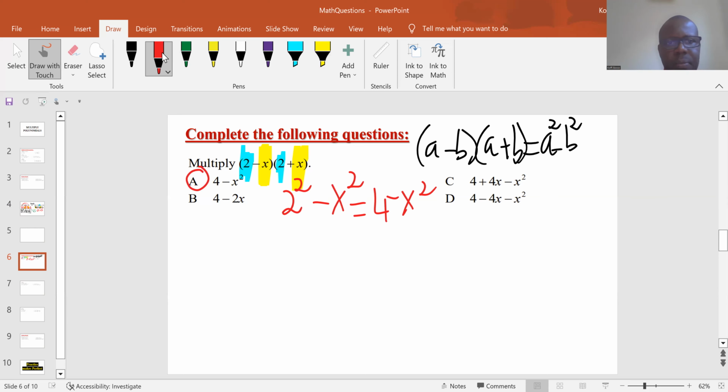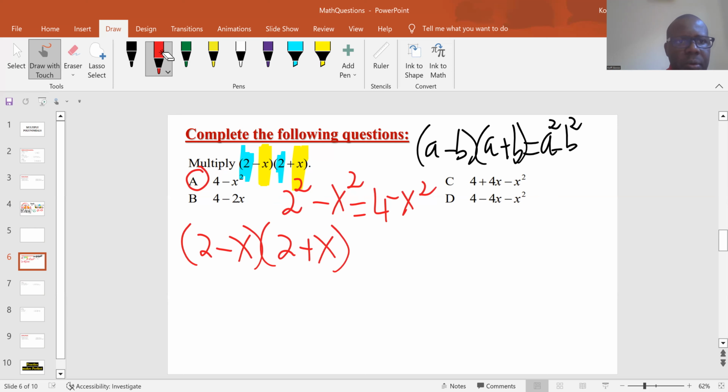But suppose we want to use the distributive property. For that, having 2 minus x multiplied by 2 plus x, we will distribute 2 to 2 plus x, and negative x to the same 2 plus x. Therefore, we're going to have 2 multiplied by 2, which is 4. 2 multiplied by x is 2x.